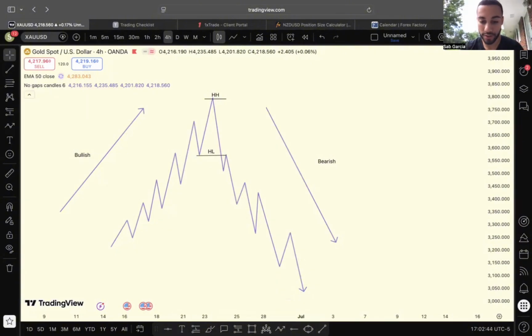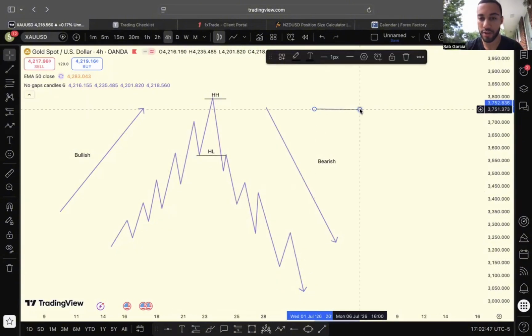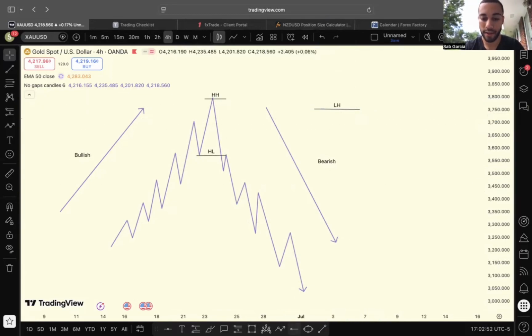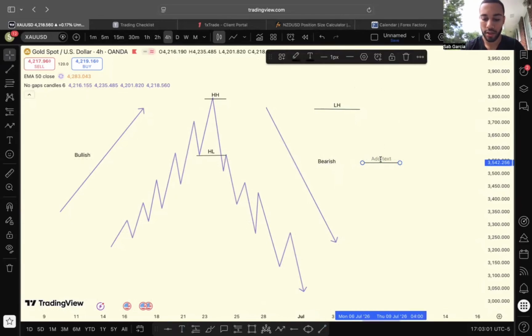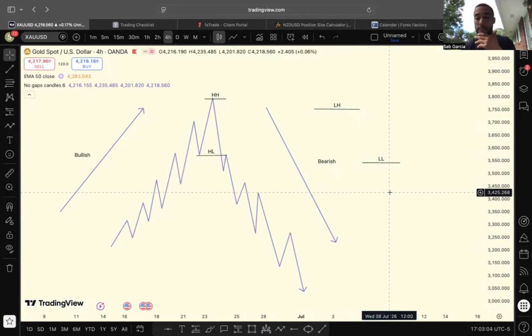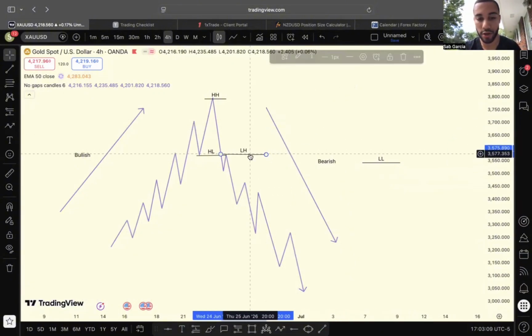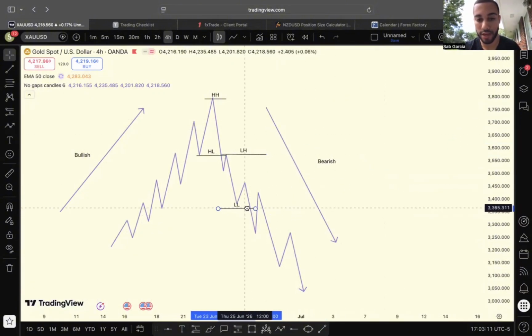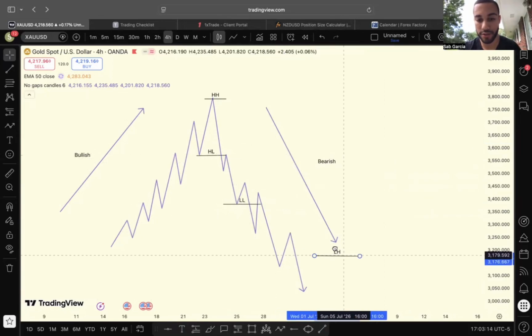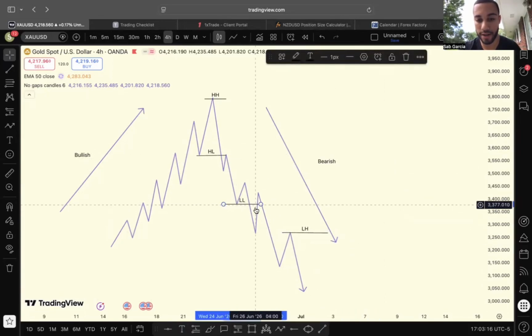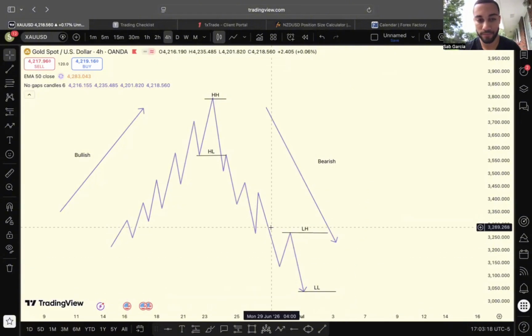Now, bearish markets are a little different because bearish markets move with lower highs and lower lows. Forgive me. So bearish markets move with lower highs. In this case, this would be a lower high, and this would be a lower low, right? Or let's just take it to the final point right here, lower high and lower low.